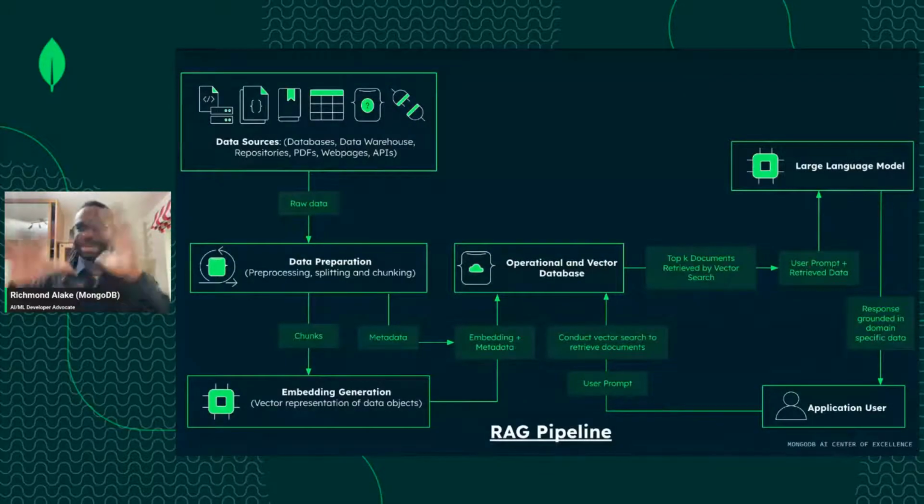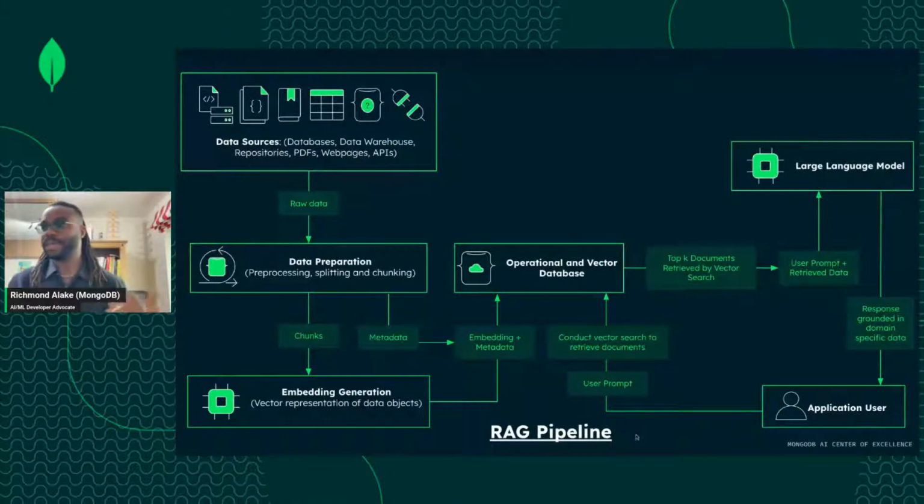I kept an image here to give you an understanding of what a RAG pipeline looks like. We have this ingestion process over here where we have a data source, we prepare our data, then we generate some embeddings. When we're ingesting into a MongoDB database, we're passing in the embedding alongside the metadata. We're going to see all of this today, by the way.